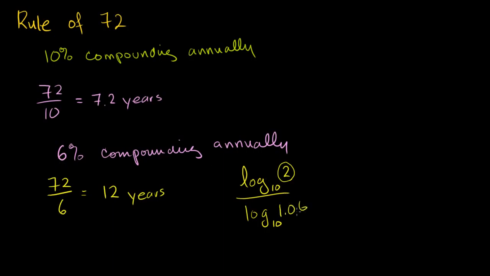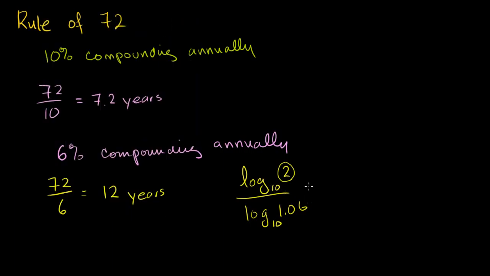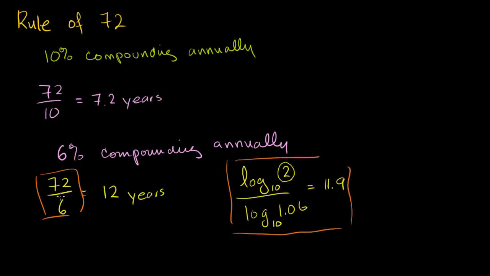So you can already see it's a little bit more difficult. Get our calculator out. So we have 2 log of that divided by 1.06 log of that is equal to 11.89. So about 11.9. So when you do all the fancy math, we got 11.9. So once again, you see, this is a pretty good approximation. And this math is much, much, much simpler than this math. And I think most of us can do this in our head. So this is actually a good way to impress people.